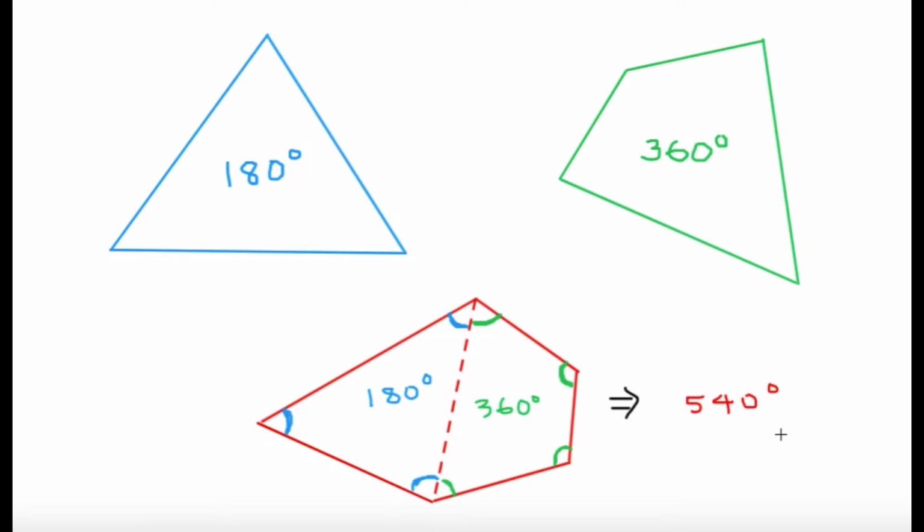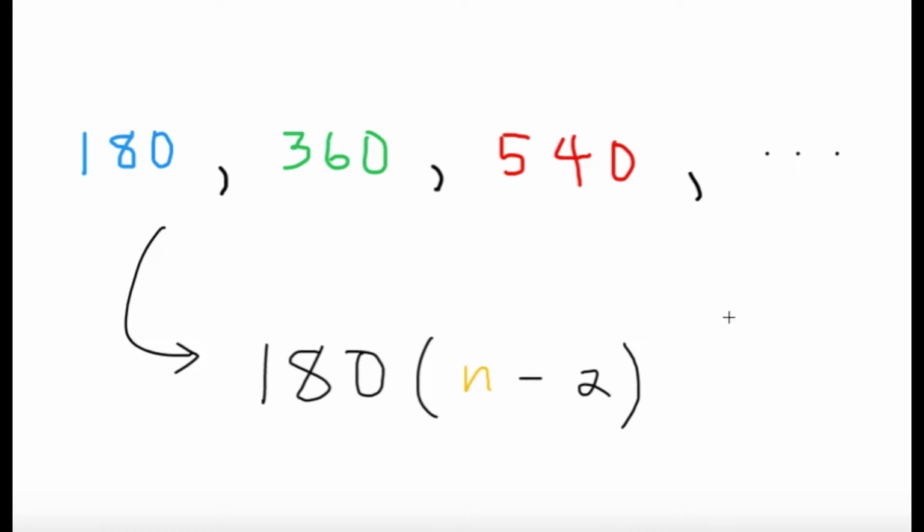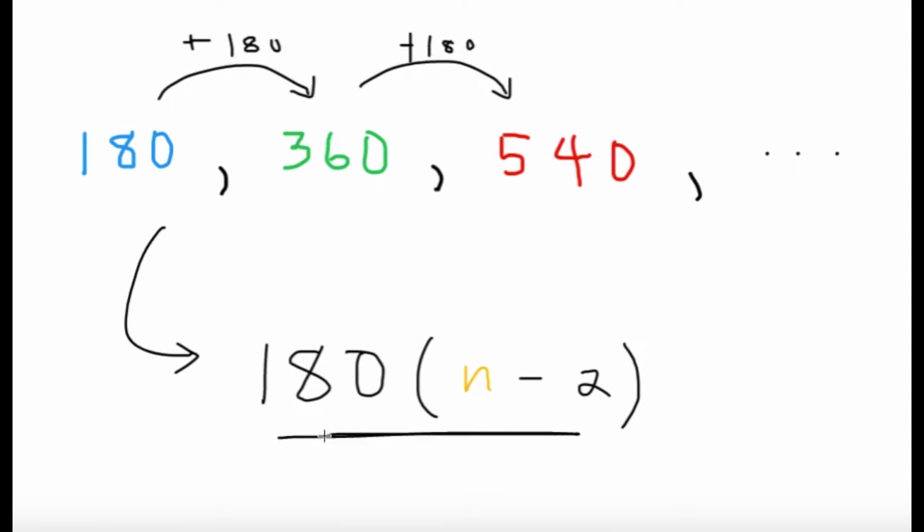Now I can try to do some pattern finding. I'll take a look at the pattern. So from 180 it becomes 360, so I added 180, and then from 360 to 540 I'm going to add another 180, and in fact we can have a general formula here, 180 times (n minus 2), where n is the number of sides. So for example, if n equals 3, then we're going to get 180. If n equals 4 for a quadrilateral, we're going to get 360. If n equals 5 for a pentagon, we're going to get 540, and so on.